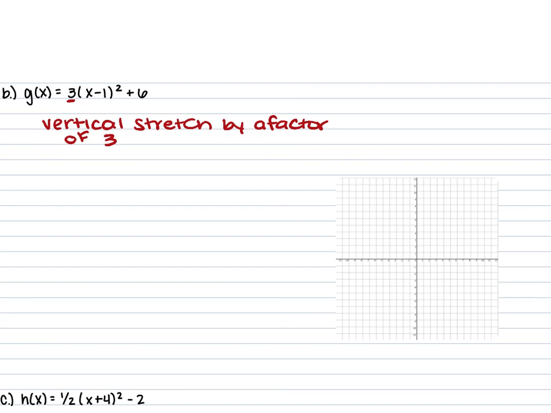Next, on the inside of the parentheses, we have that minus 1. Think opposite of negative 1, that's positive 1, so we're going to the right 1 unit. And lastly, we have that plus 6. It is what you see since it's on the outside of the parentheses, so we're going up 6 units.